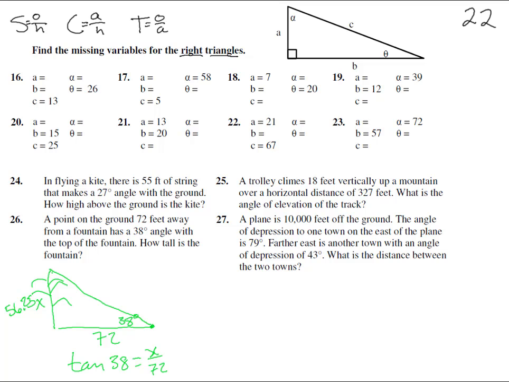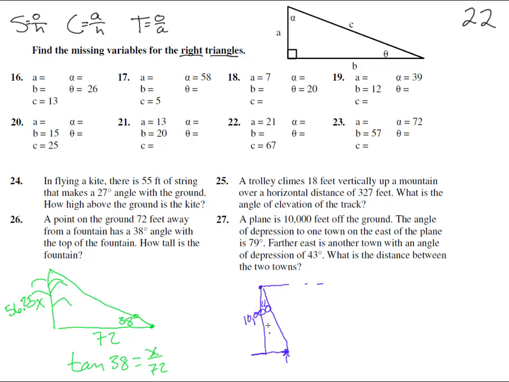Number 27. A plane is 10,000 feet off the ground. So if we have an airplane right up here and it's 10,000 feet off of the ground right here, let's draw that down here, 10,000 feet. The angle of depression to one town on the east of the plane is 79 degrees. So if we were horizontal, depression means that we go down 79 degrees. So what that means is we have 11 degrees almost straight down to this town, one right here.